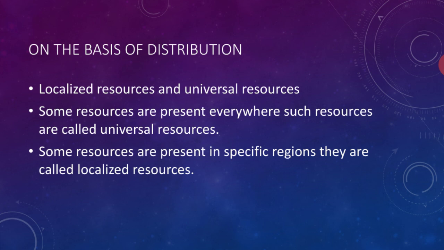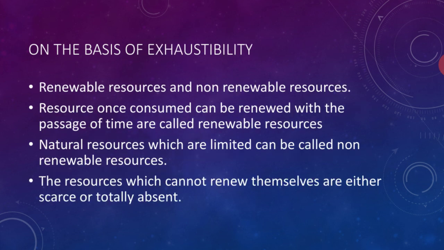Some resources are present everywhere. Such resources are called universal resources. Wherever it may be, we can get that resource. That kind of resource will be called universal resources. For example, sunlight and air. Okay, so that's it about today's class.